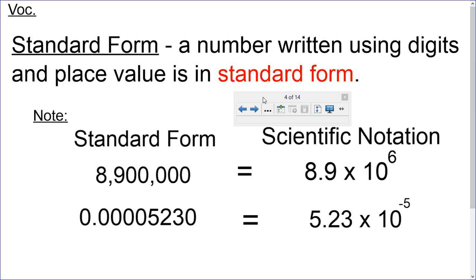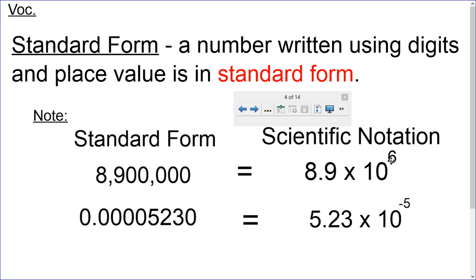Standard form: a number written using digits and place values is the standard form. In other words, that's the regular way we write numbers. For example, here we have 8,900,000 written in standard form. If we wanted to change that to scientific notation, remember the first part is greater than or equal to 1 but less than 10, so that would be 8.9 times 10 to the 6th power. And notice 6th power is a power of 10, which is the second part.